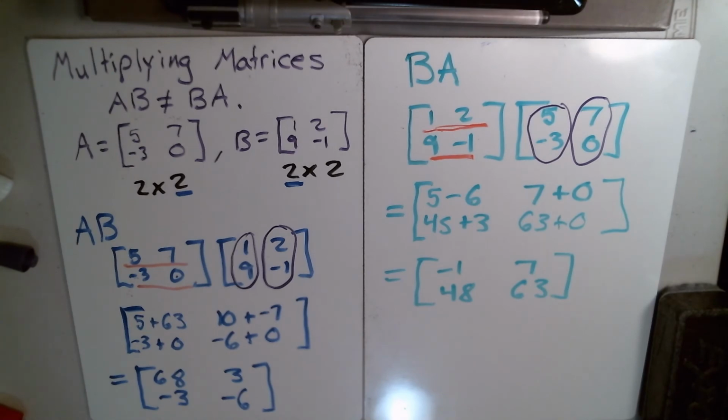Okay. So you'll notice here, AB, which we ended up with down here, is not the same thing as BA. Okay, so matrix multiplication isn't quite as nice as our regular multiplication for numbers, but it is multiplication nonetheless.